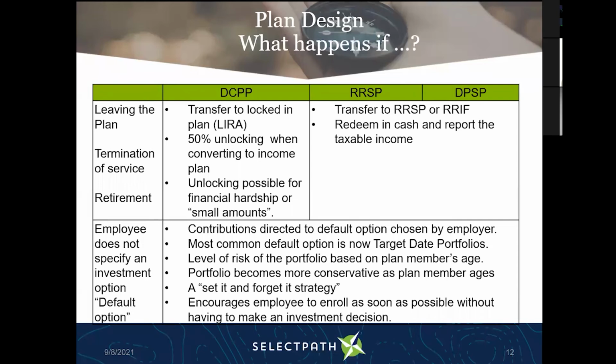And then as they age, become older, the portfolio becomes less risky. In other words, it shifts more to a fixed income weighting as opposed to equity. We call it a set it and forget it strategy. And it encourages an employee to enroll as soon as possible without having to make an investment decision.